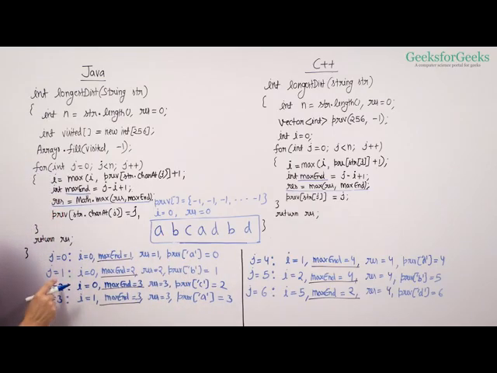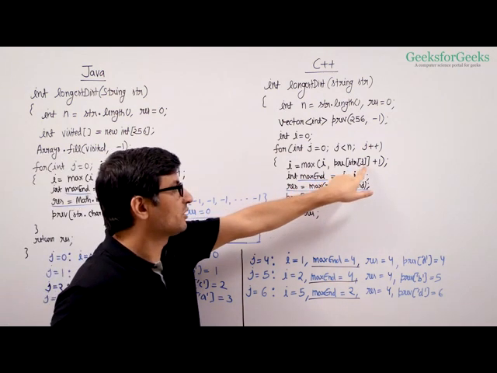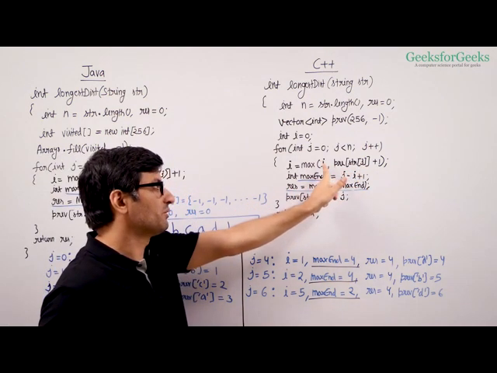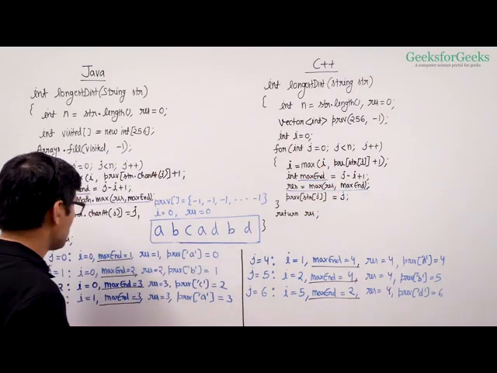Now we go to the next character, j is 1 now, and we compute this value, previous of this character, and we compare it with the previous starting index.